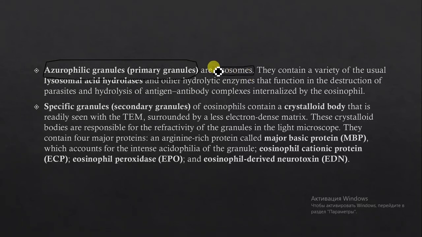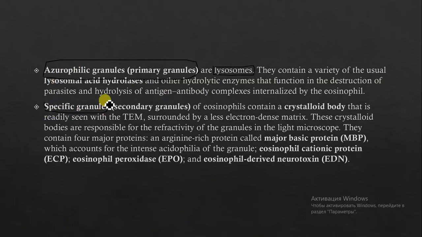They destroy molecules. The function of eosinophils is also phagocytosis, same as in neutrophils. It's the first function, and they are able to destroy parasites and hydrolyze antigen-antibody complexes. So these azurophilic granules help us to fight against parasites and also against autoimmune diseases. So that's one function. And we have specific granules.